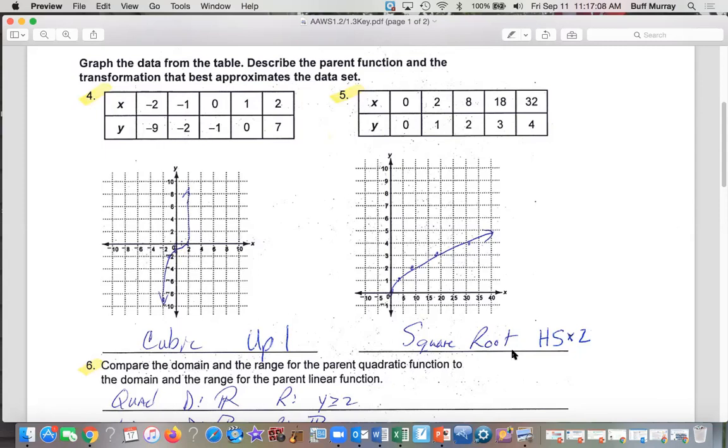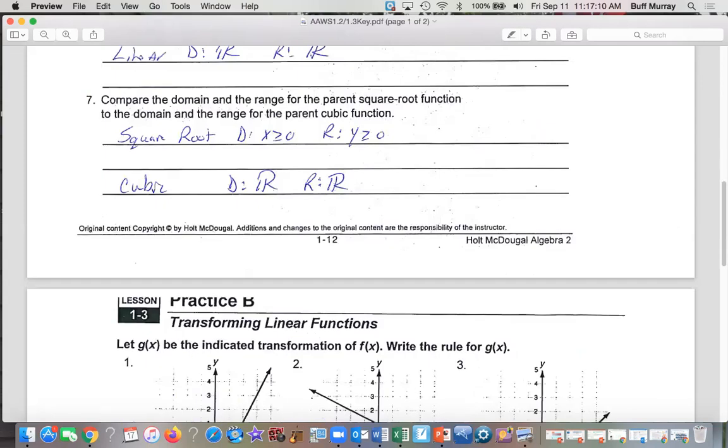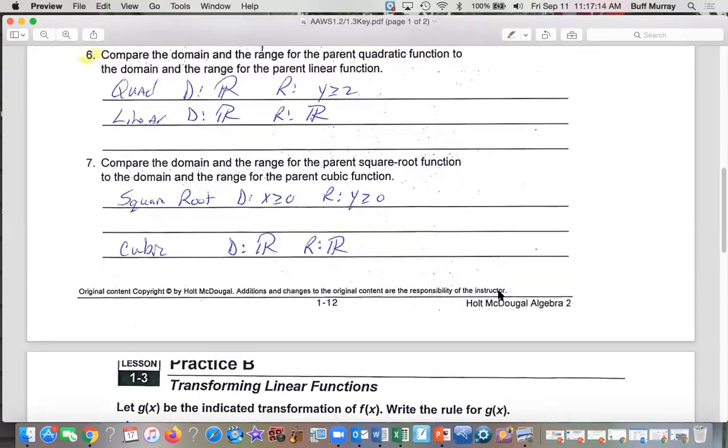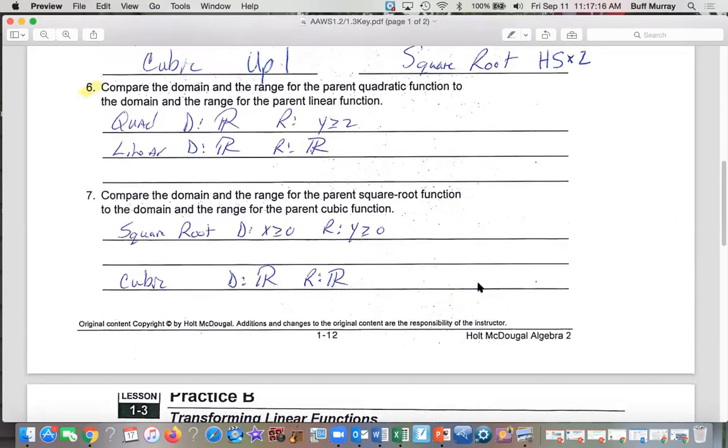Now, 6 and 7, we had some questions on those. I maybe did more work than you did, and that's okay. Compare and contrast. What I did is I kind of just listed things. But if we're comparing, just compare the domain and range for the parent function quadratics and linear functions. Do they have the same domain? Yes, and their ranges are quite a bit different. And this should be ranges greater than or equal to 0, another typo on my part.